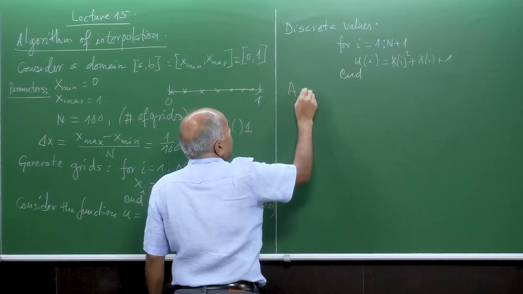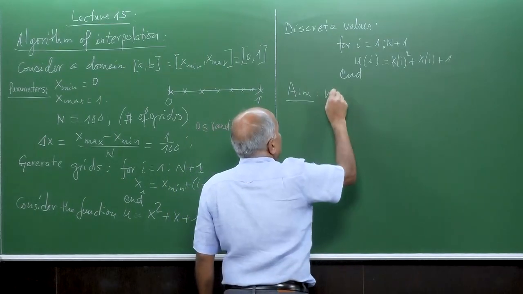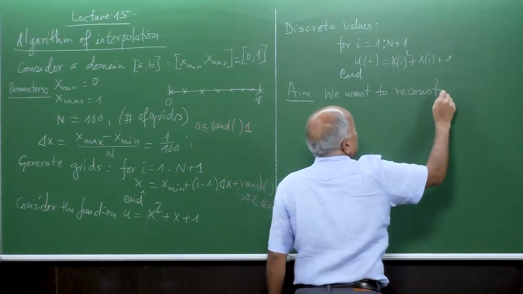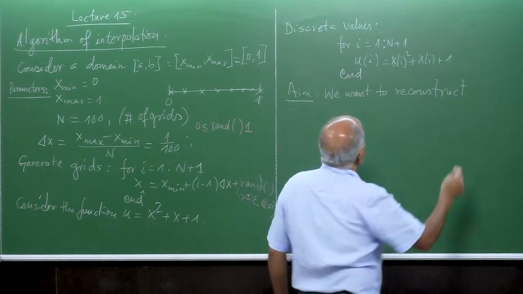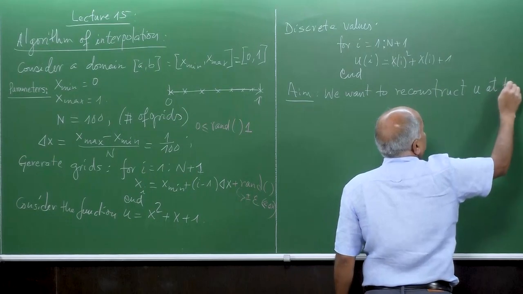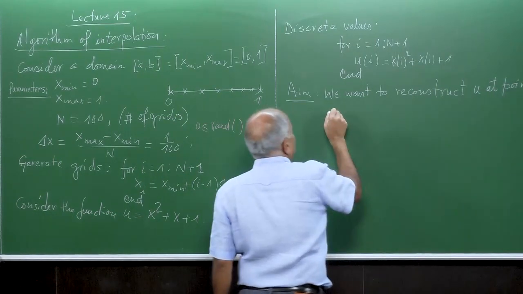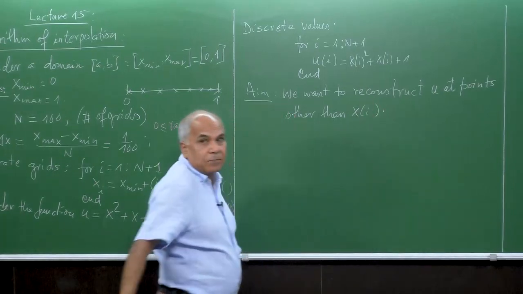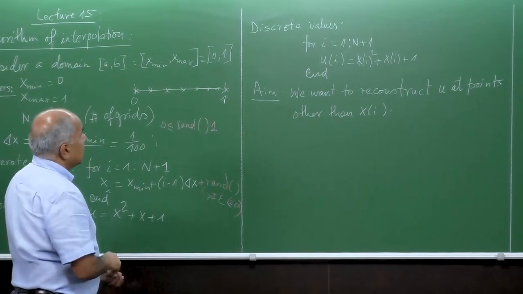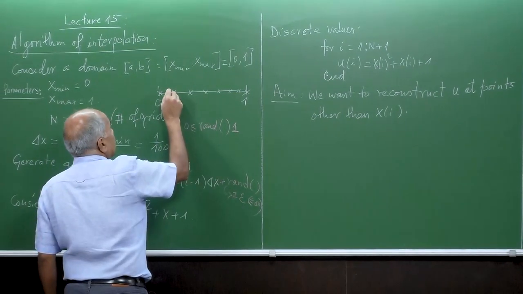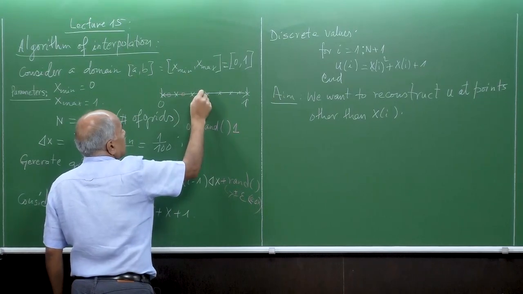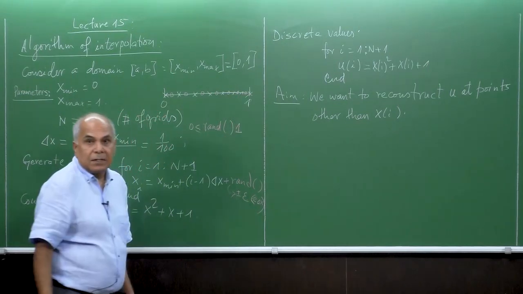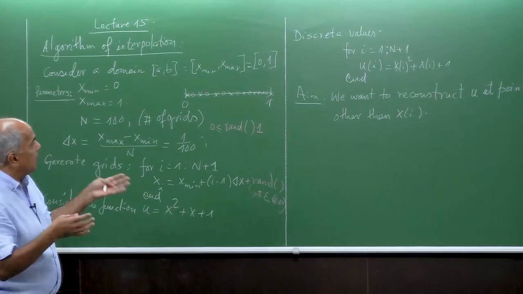We want to reconstruct u at points other than x i. So where to reconstruct? Suppose we want to reconstruct at this point here, somewhere here, somewhere here. I want to reconstruct the point in between, not exactly on the grid, anywhere in between.